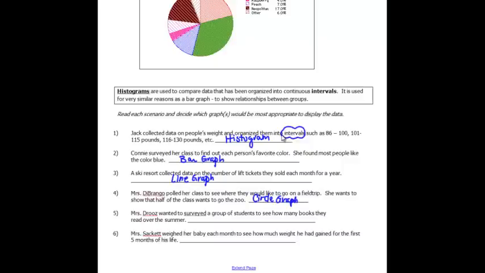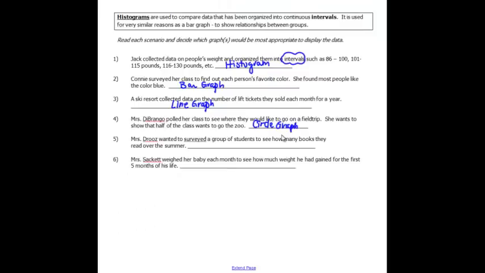Mrs. Drews wants to survey a group of students to see how many books they read. Now, depending on what you get for your data, you could either use a bar graph or a histogram. A bar graph would be used if your data is very close together and you don't have a lot. If there's a great variation, then you might want to use a histogram.